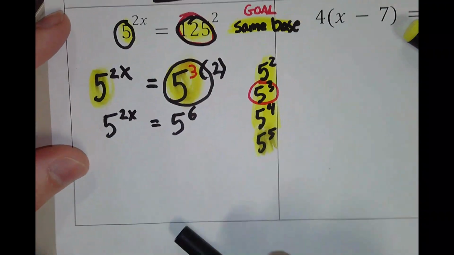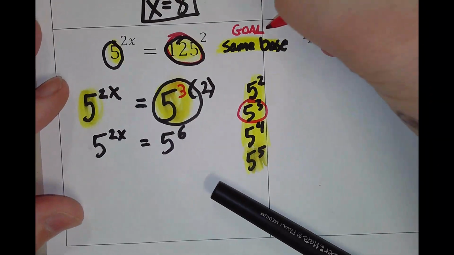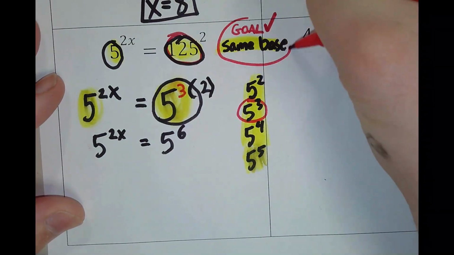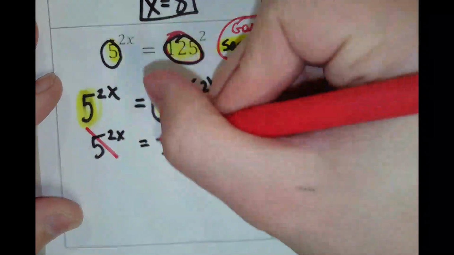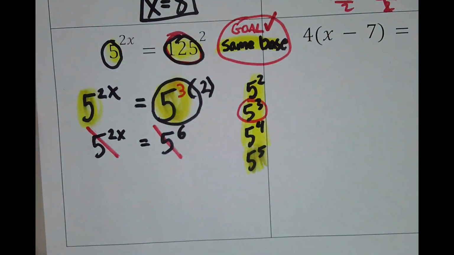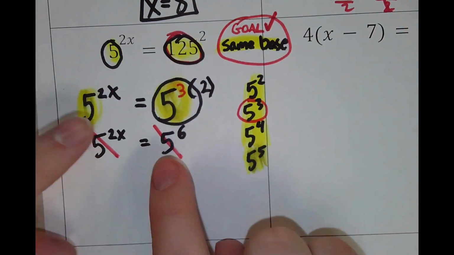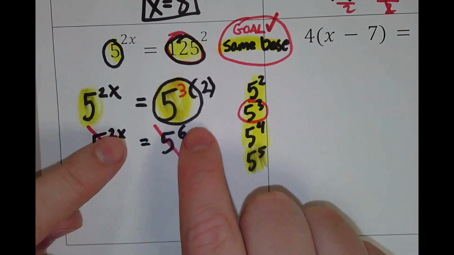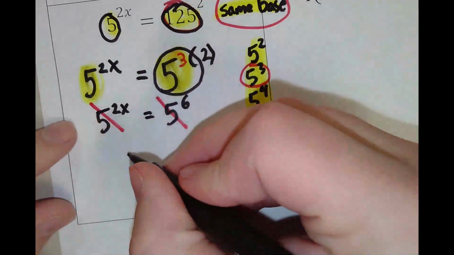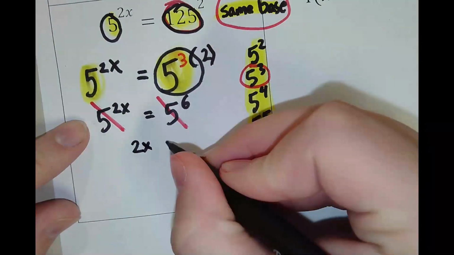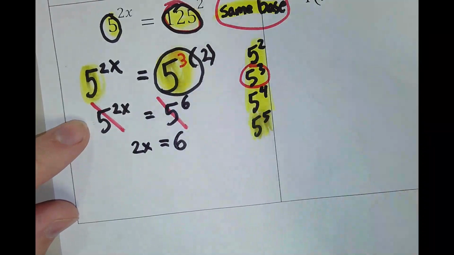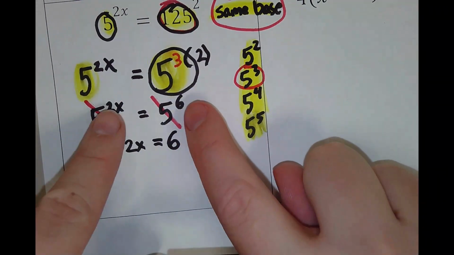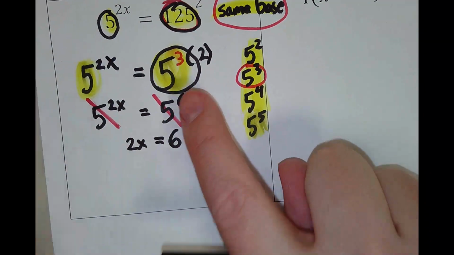Now good news. Did we reach our goal? Same base? We did. Once we reached our goal of the same base, we can go ahead and cross off the bases. Because if we know the same base is 5, if the bases are the same, then the powers have to be the same. Check this out. 2x equals 6. 5 to the power of 2x equals 5 to the power of 6. Therefore, these exponents have to be the same.